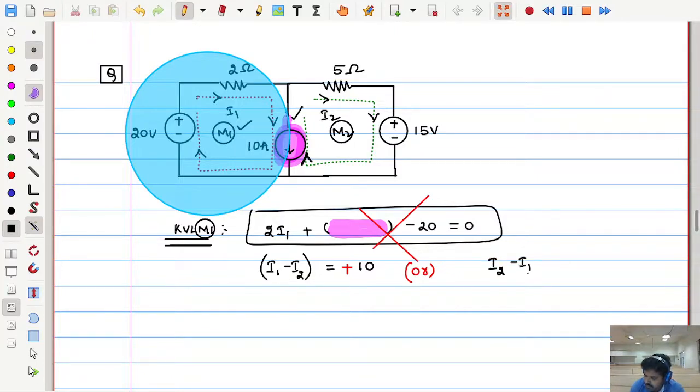I2 minus I1 equals minus 10. What is your current direction? Your current direction is opposite, upward, which is opposite to the best friend current. So we should take this as negative, minus 10. In this way, we can make the equation either with respect to mesh 1 or with respect to mesh 2. No issue, we can write in either way. But this one is enough. No need to think much.